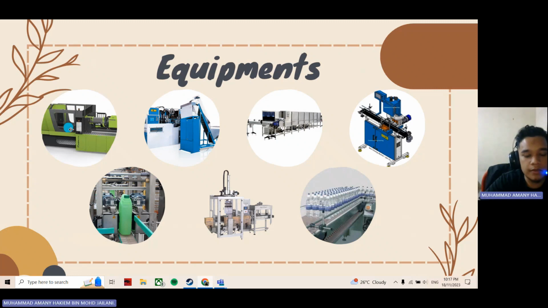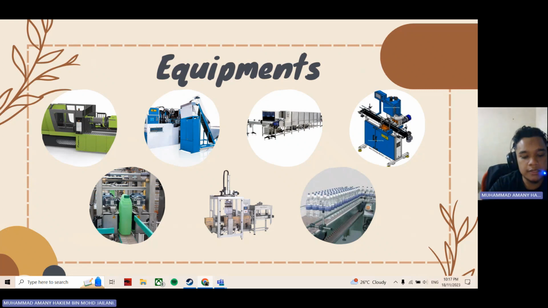For the first equipment, the name of the machine is the injection molding machine. The purpose of the machine is to produce preforms from the PET resin pellets or from the material resin pellets. The process is it melts down the PET resin and injects it into the preform molds to create test tube like shapes. For the second equipment, it is called the stretch blow molding machine.